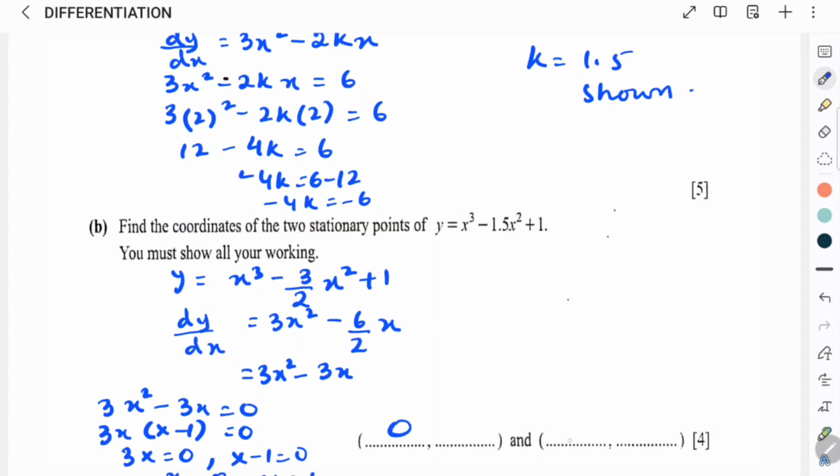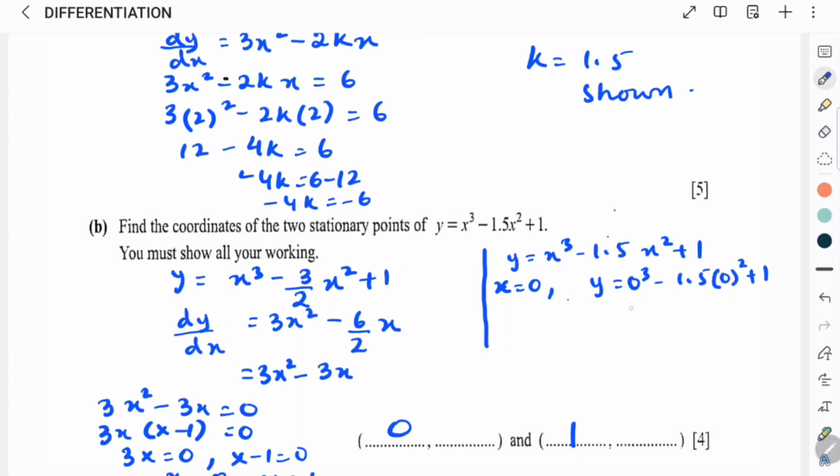So we are getting 0 and 1 as the two x points. Now we have to find the y value. In the original equation, put x equals 0: y is equal to x cubed minus 1.5x squared plus 1. When I put x equals 0, obviously y is equal to 1. 0 cubed minus 1.5 times 0 squared plus 1, so the answer will be equal to 1: the point (0, 1).